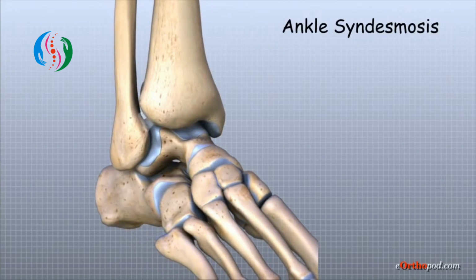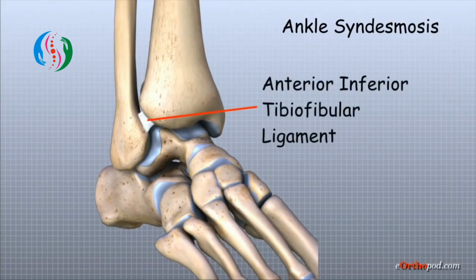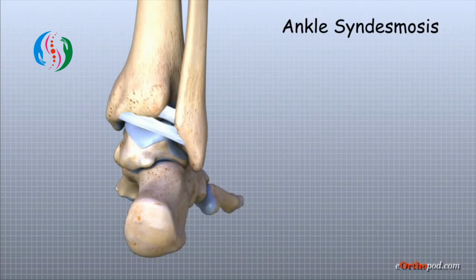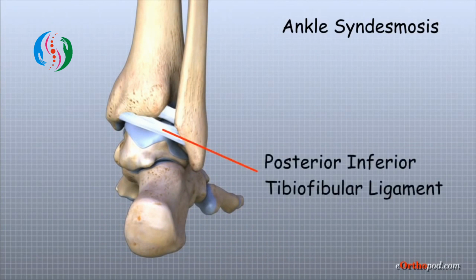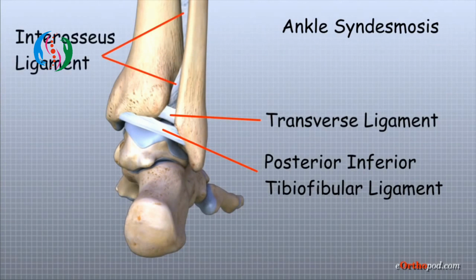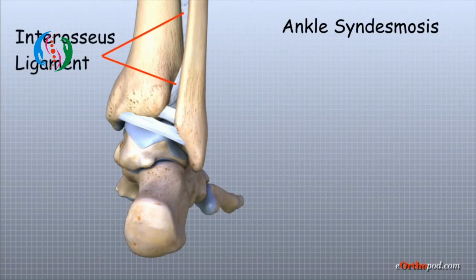The anterior inferior tibiofibular ligament connects the tibia to the fibula and crosses above the front of the ankle. The posterior fibular ligaments connect the tibia and fibula behind the ankle joint. These ligaments include the posterior inferior tibiofibular ligament and the transverse ligament. The interosseous ligament lies immediately between the tibia and fibula. Interosseous means between bones. The interosseous ligament is a long sheet of connective tissue that connects the entire length of the tibia and fibula from the knee to the ankle.